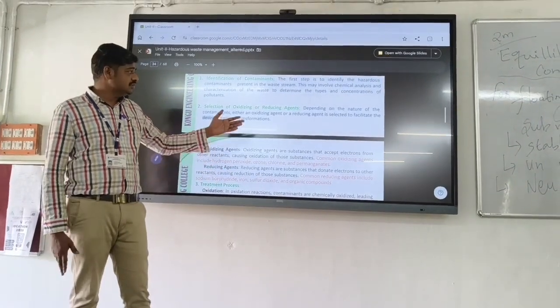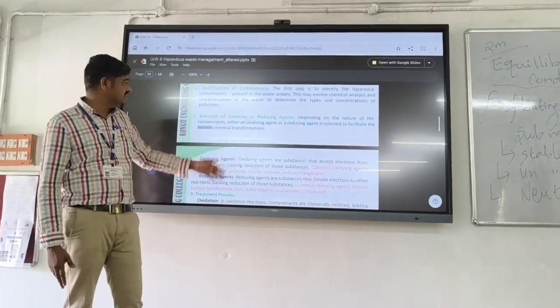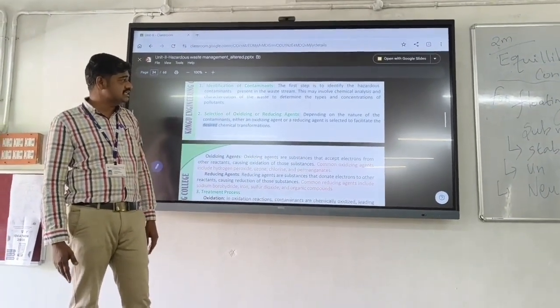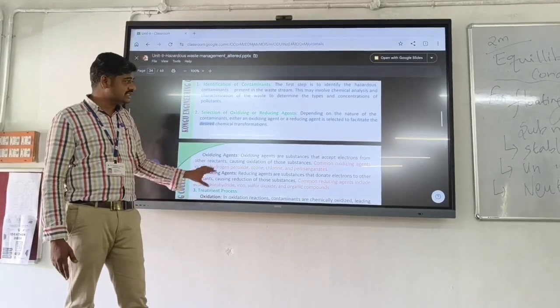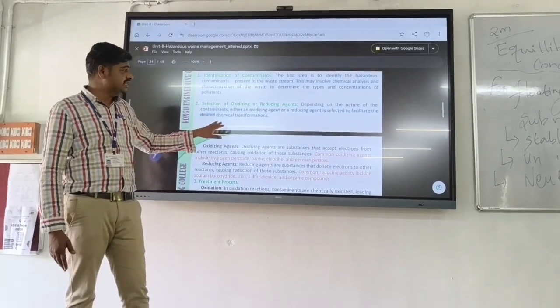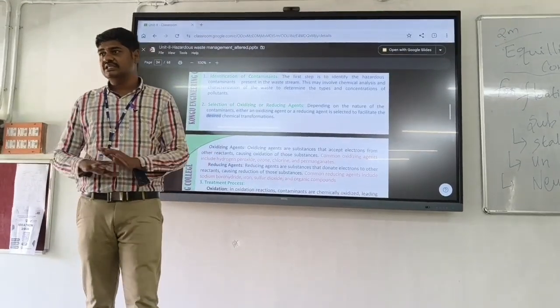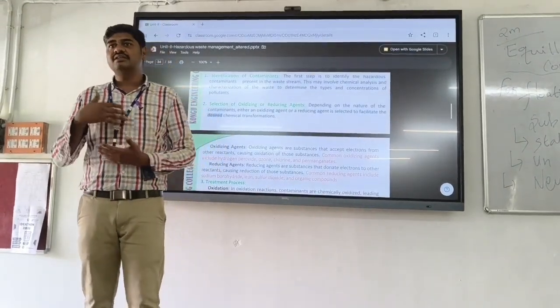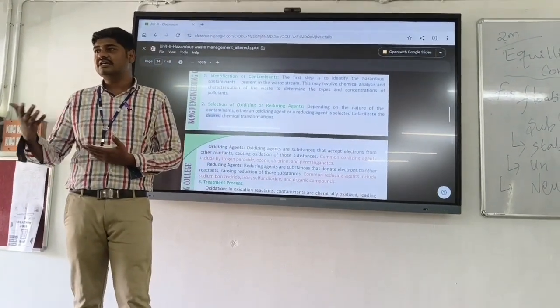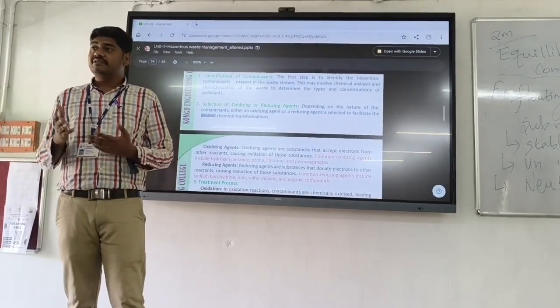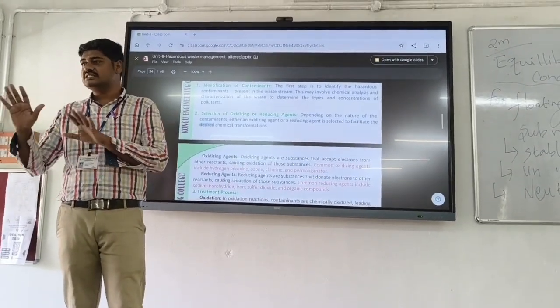Depending on the nature of the contaminants, either an oxidizing agent or a reducing agent is selected to facilitate the desired chemical transformation. When we favor the oxidation reaction, we call it a reducing agent. When we favor the reduction reaction, we call it an oxidizing agent.